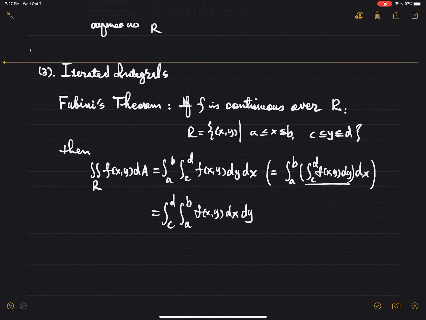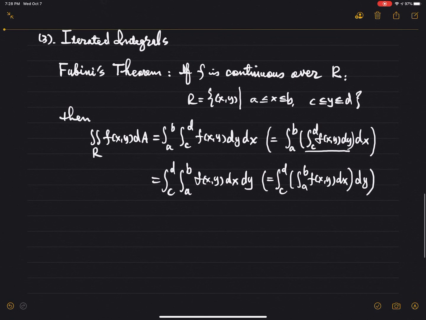And this is the same as the integral from c to d, where we first integrate with respect to x, f(x,y) dx. So f(x,y) is a function of two variables. If you integrate with respect to x, you treat y as a constant. So after finishing, it is a function of y, and then you integrate with respect to y. So that's Fubini's theorem.